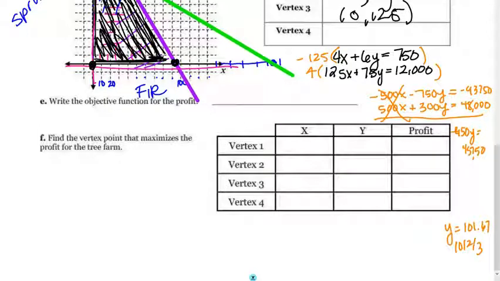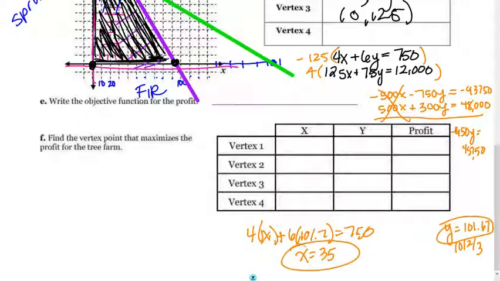We were talking about when do you round, how do you round, why do you round down. First, you need to plug this number in to calculate the x value. So plug it in somewhere like 4x plus 6 and y 101.7 equals 750. And when you calculate this, you will get x equals 35. And that's what we want. That's the correct answer. And now you're going to round down when you put it in your vertices thing, because you can't sell 0.67 trees.